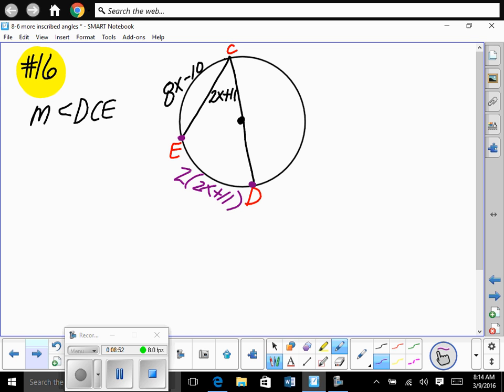Are we all good? So now wouldn't a true statement be this plus this equals 180 since it's a half circle? So we have 2 times 2x plus 11 plus 8x minus 10 is equal to 180. So I'm not going to solve for x. Just setting up the statement's the hardest part, right? Okay.